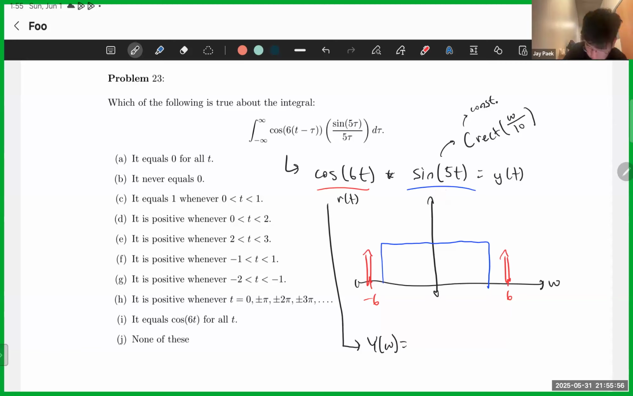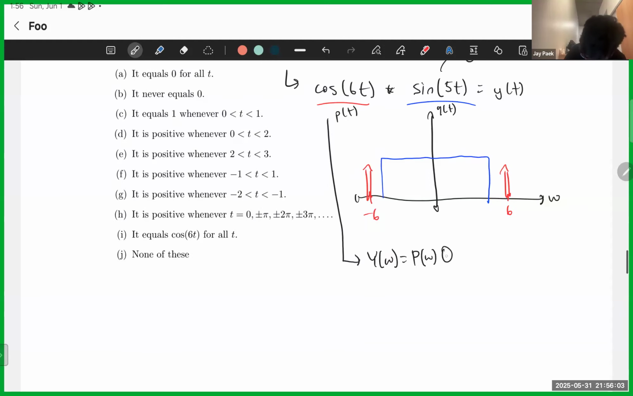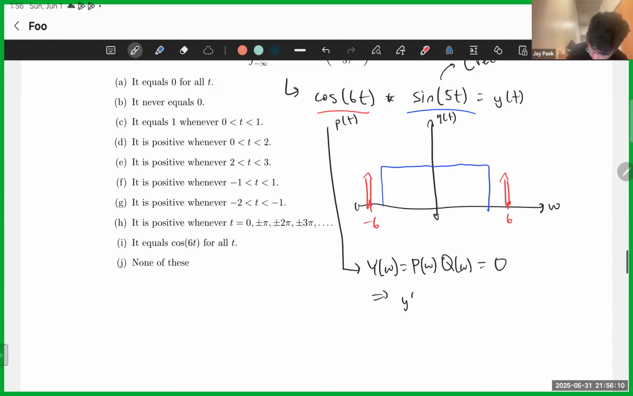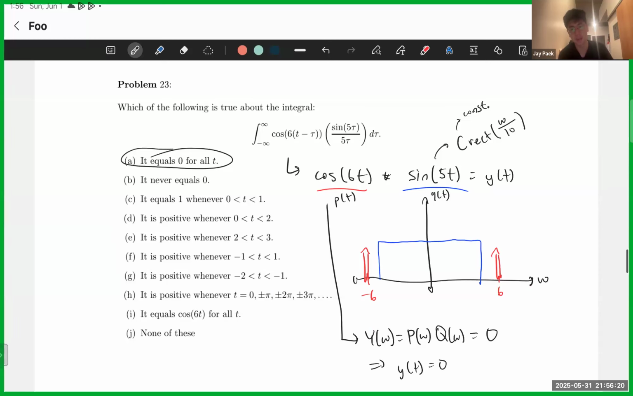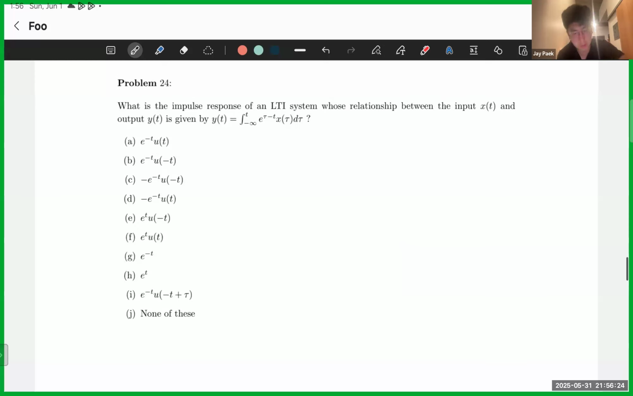Oh, that's for sampling though. I'll do p of t and q of t. Then y of omega is equal to p of omega and q of omega, which is quite literally just equal to 0. And therefore, y of t is equal to 0. Boom. And then we're done. So mostly this is just an observation question where you have to realize that t minus tau really screams at you that it's a convolution.